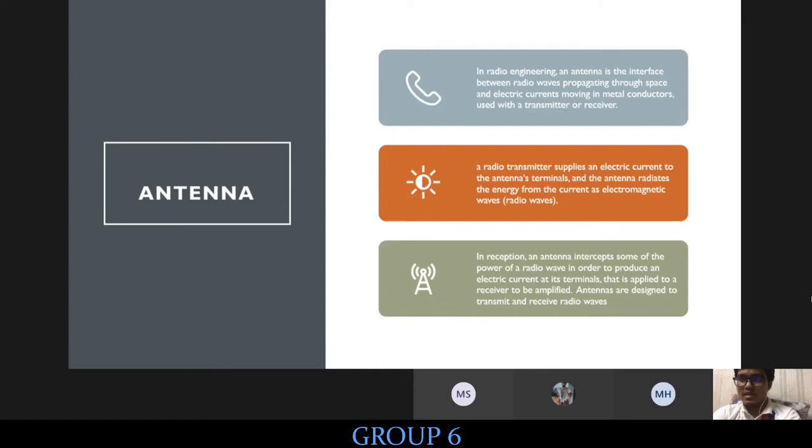And in reception, an antenna intercepts some of the power of a radio wave in order to produce an electric current at its terminal that is supplied to a receiver to be amplified. Antennas are designed to transmit and receive radio waves. Okay, that's all from me.